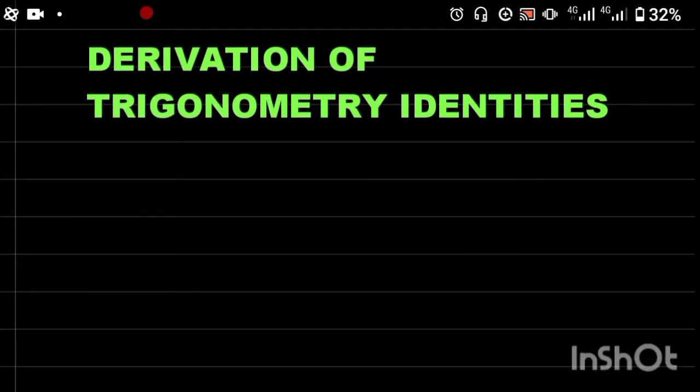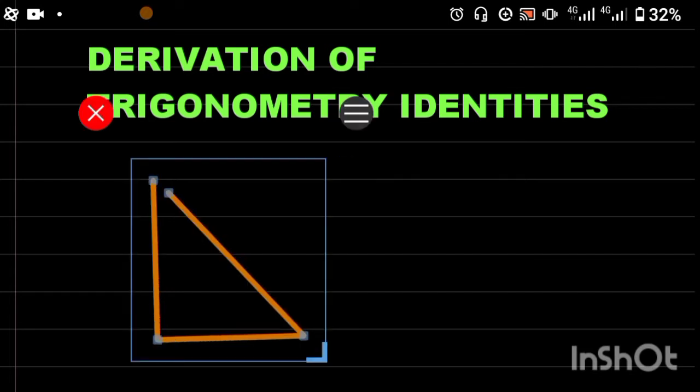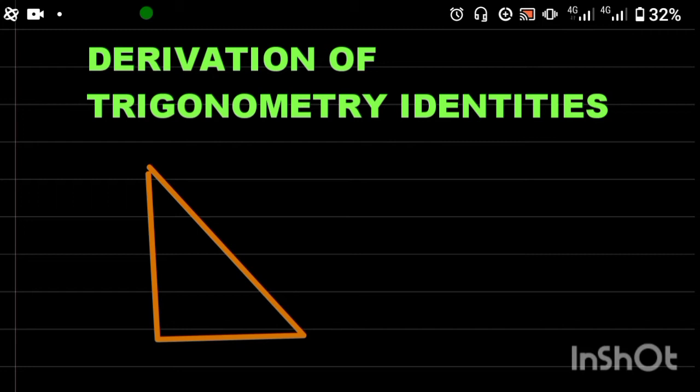If I have a right angle triangle, let the hypotenuse be represented with letter C. Here is letter A, and here is letter B. And the angle here, let it be angle theta.